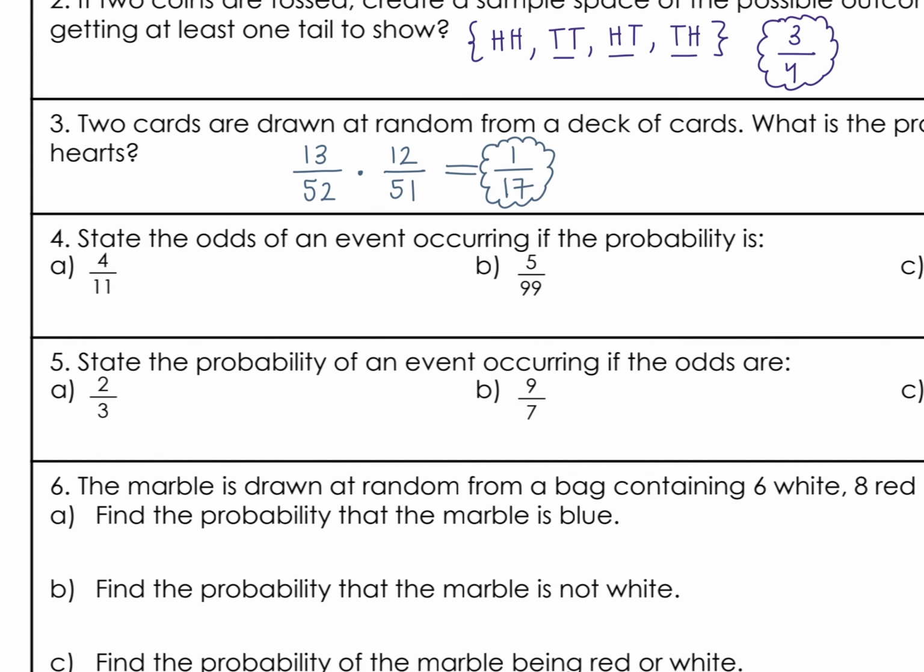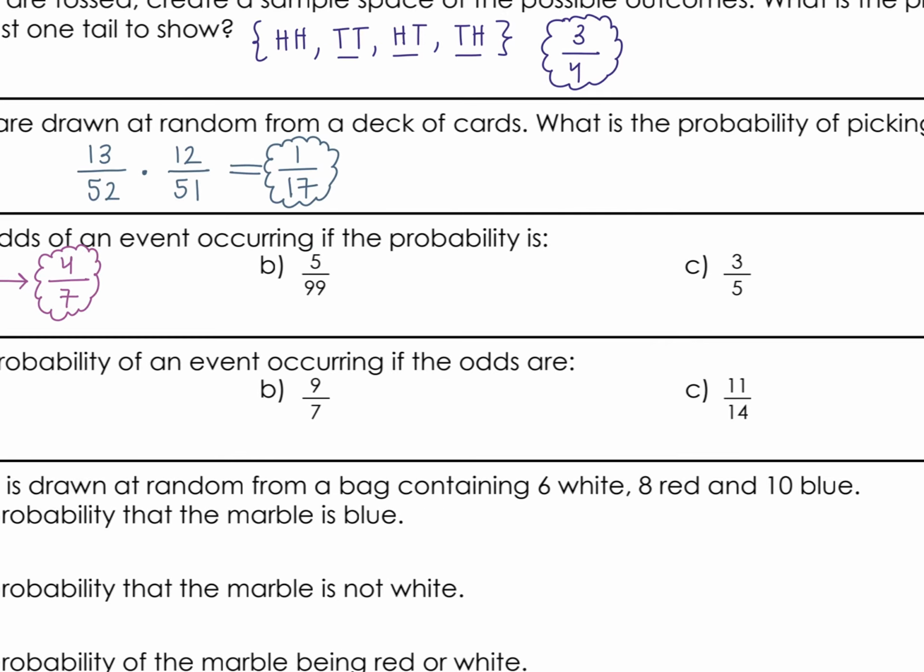All right, moving into number 4, state the odds of an event occurring if the probability is given. So remember, probability is going to be our favorable over our total. But when we're talking about odds, it is our favorable, our successes, which means my numerator is not going to change, over my failures. Well, if my success is 4 and my total is 11, I can find my failures by subtracting, the 7. So here I would get 4 over 7, which does not reduce, therefore it would be my answer.